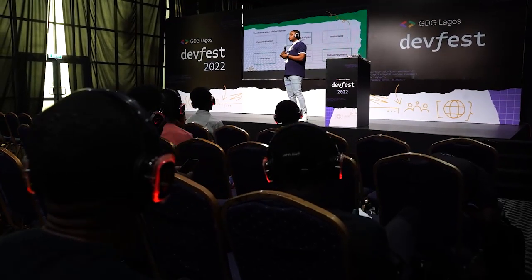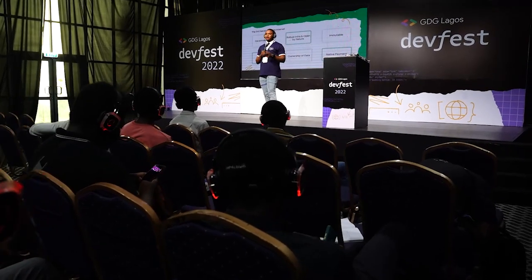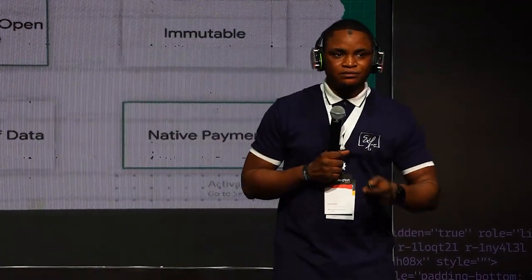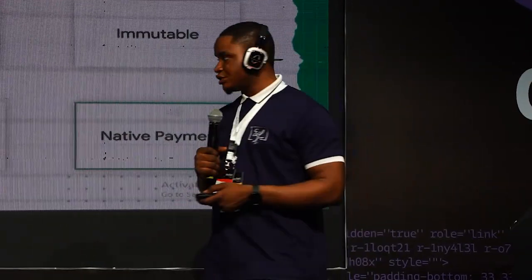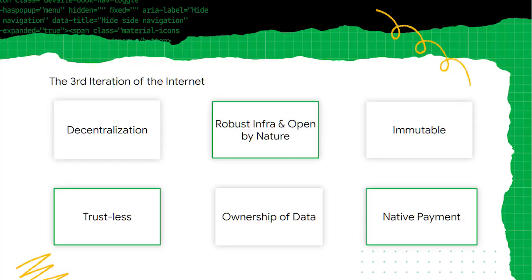These nodes are decentralized across the world, so they are interconnected everywhere. We have a lot of businesses that are open to hosting nodes and make life easier for anyone that is willing to build and deploy on the blockchain. Another thing is that it's robust because it's encrypted with cryptographic hashing.